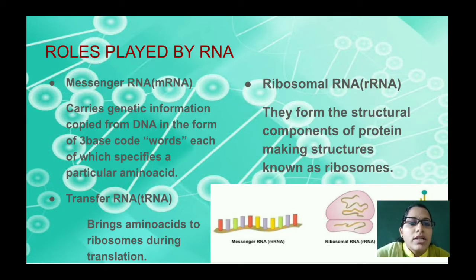So transfer RNA. What does the transfer mean? It's helping to move the molecules from one place to another. So what does this tRNA do? It brings amino acids to ribosomes during translation.